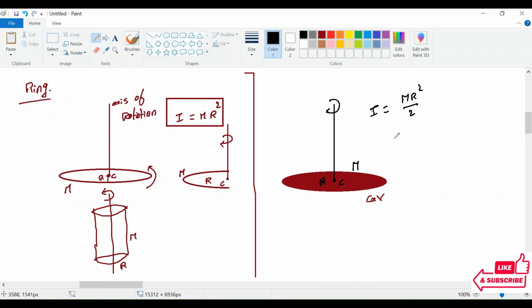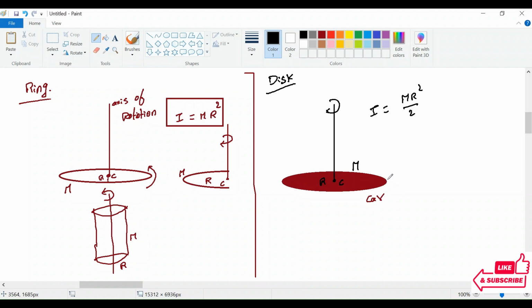Now my question is, for example, a ring and a disc are there, both of the same mass, same radius, everything is the same. What do you think? Which one rotates faster? The disc rotates faster.